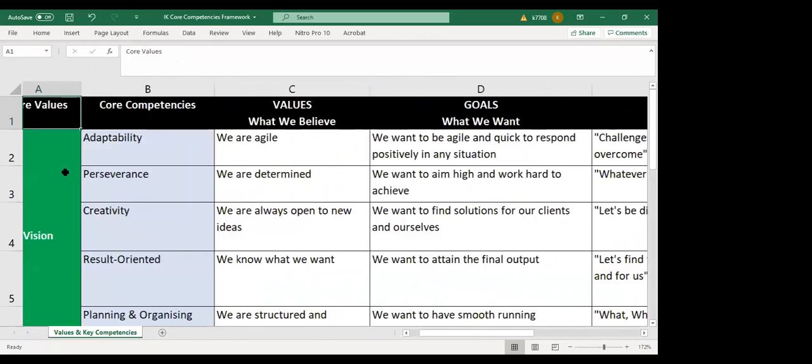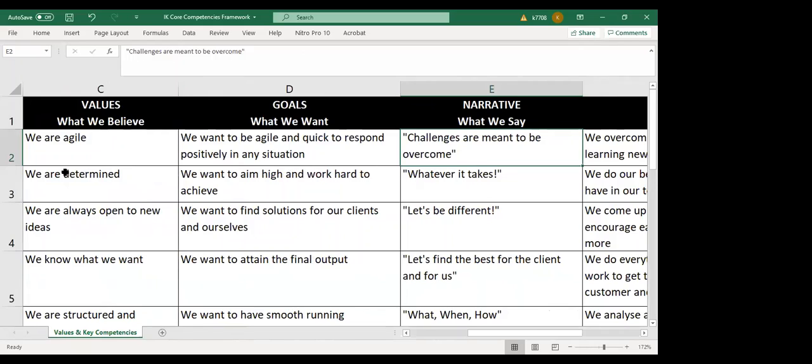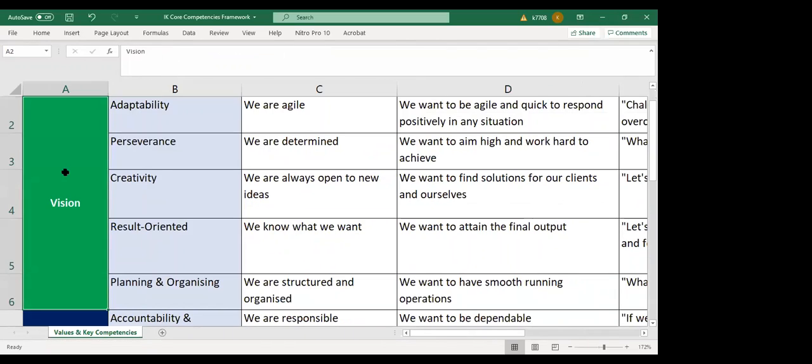So if we take an example of adaptability, how do we know if someone is adaptable? Well, they believe that they are agile. And if you believe you're agile, then you can say we want to be agile and quick to respond positively in any situation. This is what they aim for, which means when the situation comes, this is what we are going to do. And what do we say? The team will always be positive to say, wow, okay, no problem. Challenges are meant to be overcome. Let's go. Rather than, oh no, another problem. When you hear, oh no, another problem, then probably the adaptability is quite low.